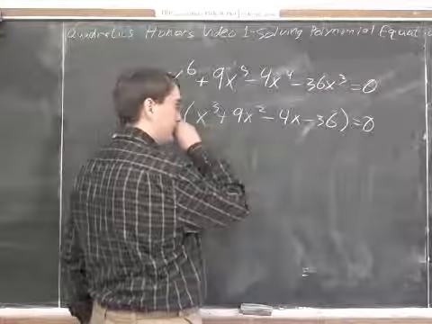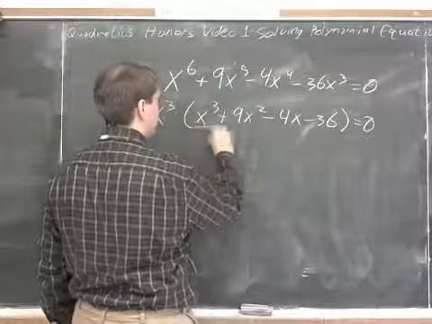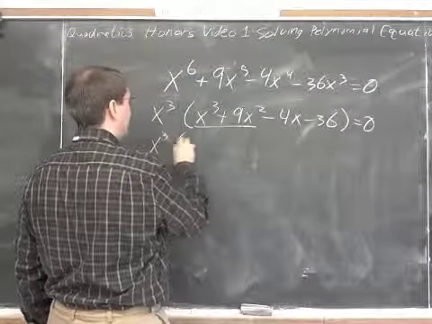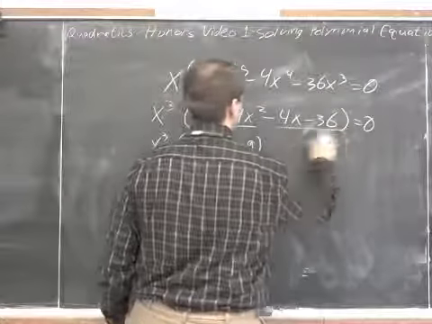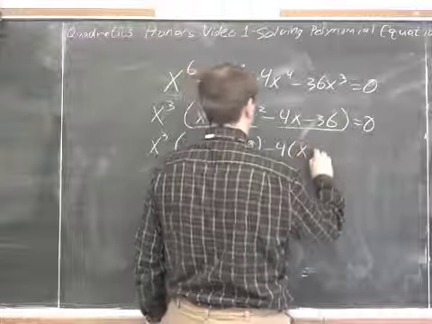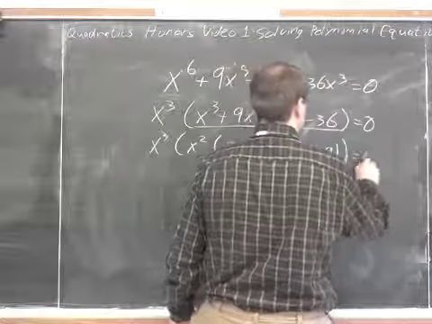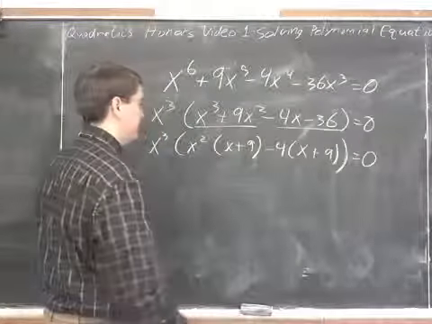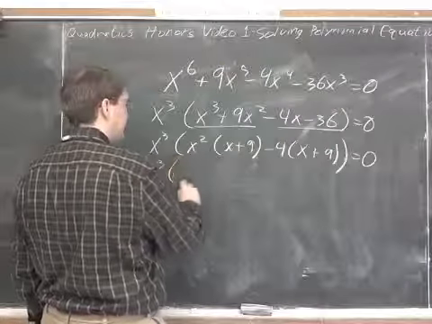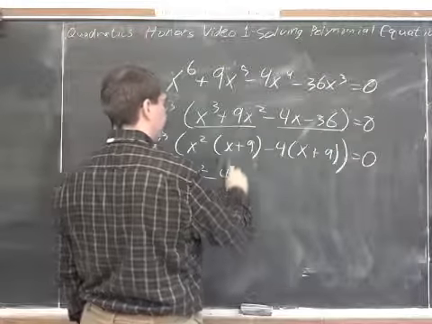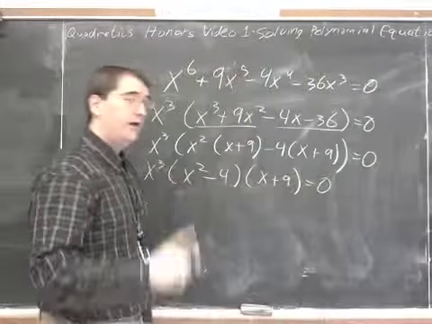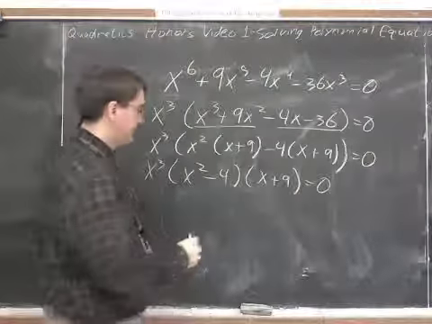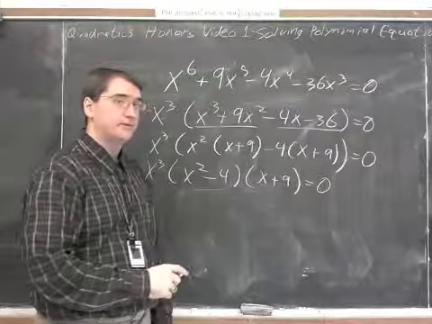I have 4 terms here, so I can factor by grouping. These 2, I can take out an x squared, and I'm left with an x plus 9. These 2, I can take out a negative 4, and I'm left with an x plus 9. Equals 0. That's still the case. x to the 3 still outside. I have x squared minus 4, and x plus 9. I'm not done. This is a difference of squares.